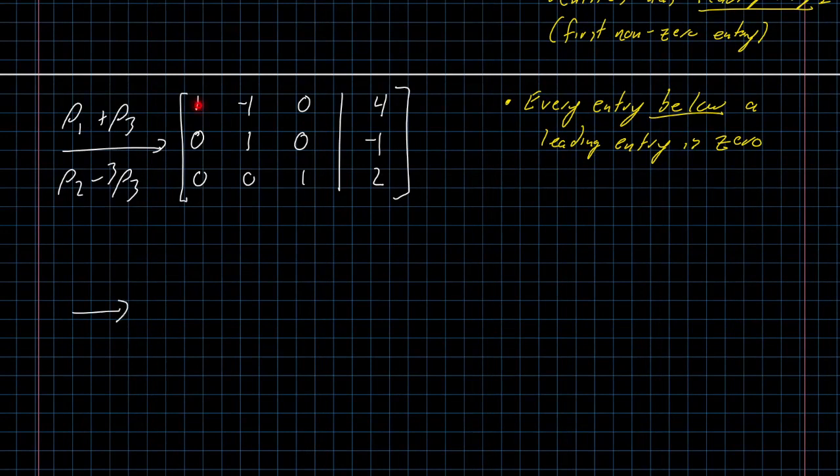All right, here's my leading entry, zeros everywhere else. Here's my leading entry, zeros everywhere else. This leading entry has a -1 above it that we need to fix. We can fix this pretty quickly by just taking row 1 and adding row 2. So 1 plus 0 is 1. -1 plus 1 is 0. 0 plus 0 is 0. 4 plus -1 is 3. The other two rows stay the same.